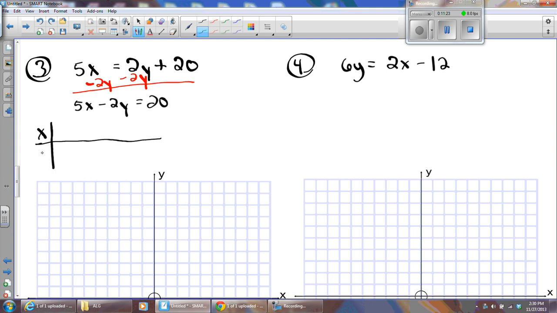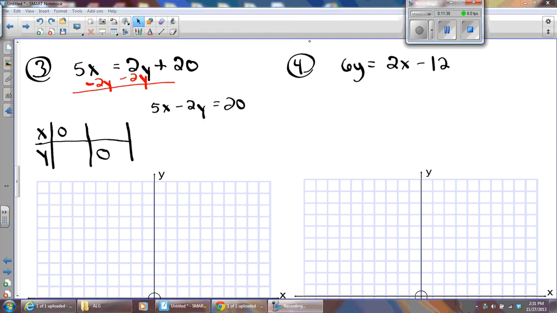In fact, if you pause the video and try to figure out y when x is 0 and try to figure out x when y is 0, I think that would be a really smart thing to do. Okay, so here's what's going on in my mind when I do this. X is 0, which means this will be covered up. It's not there anymore. So now I just have to divide by negative 2. Well, 20 divided by negative 2 is negative 10. So when x is 0, y is negative 10.